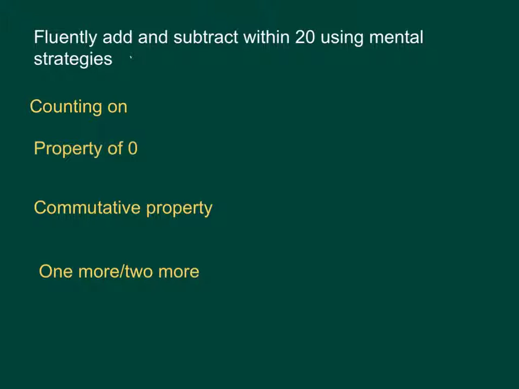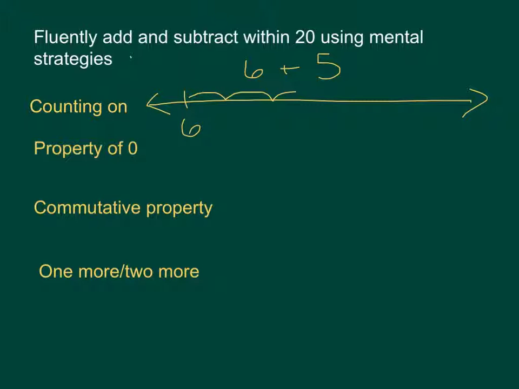We have the counting on, which we've been working on with students. This would be something like 6 plus 5. They know that 6 is a number they can put in their head, and then they would count on 5 more. 1, 2, 3, 4, 5, and we're using a number line to show this. But we are hoping that students will do this mentally and be able to figure this out in their head, that 6 and 5 more would give you a sum of 11.